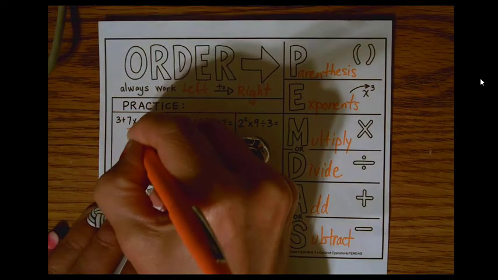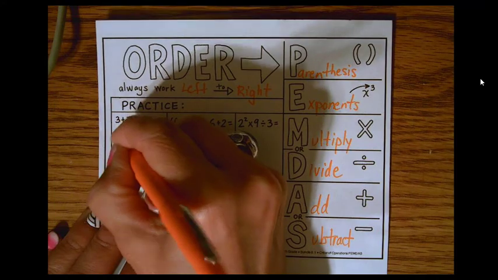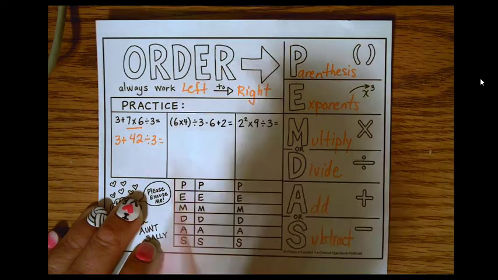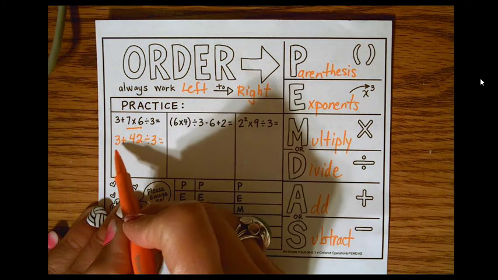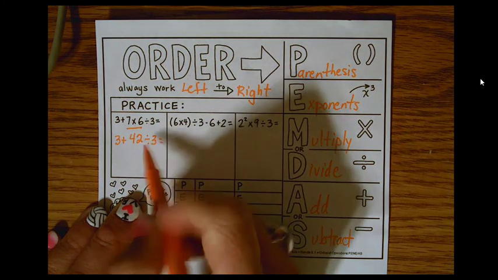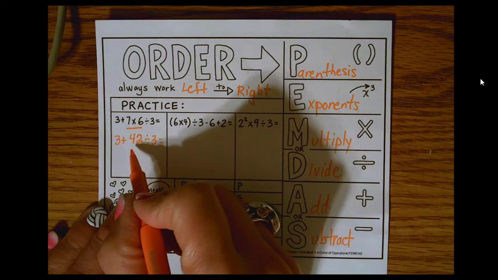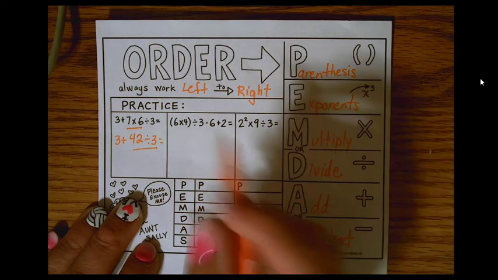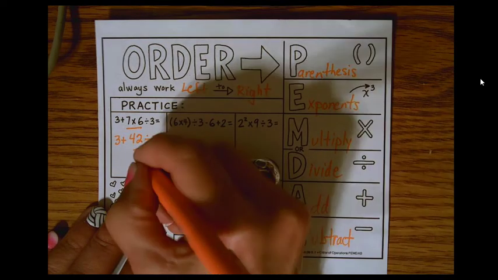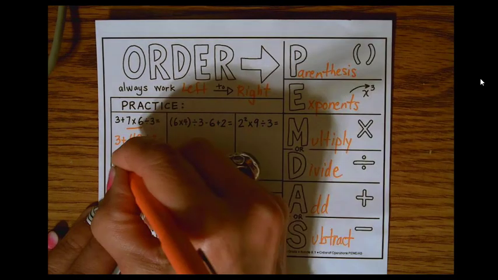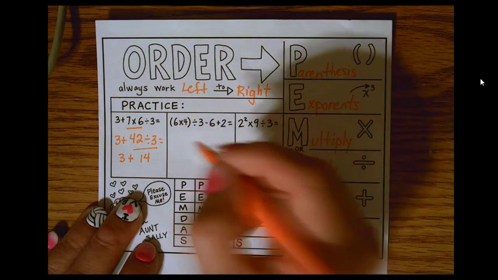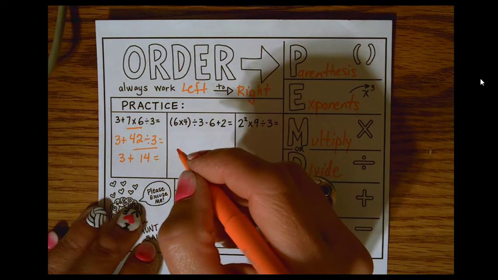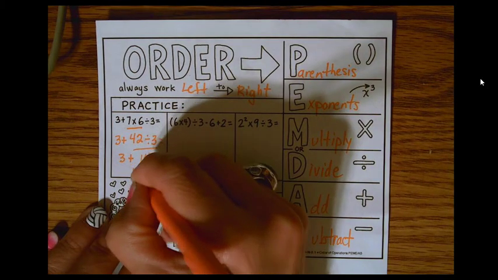Simplify that. That's going to give me 42. I just bring down the operations that are left. And so I'm going to look from left to right. I've got addition, but then I have division. I'm going to do that next. 42 divided by 3 is 14. And so my last step would be to add 3 plus 14 is equal to 17.